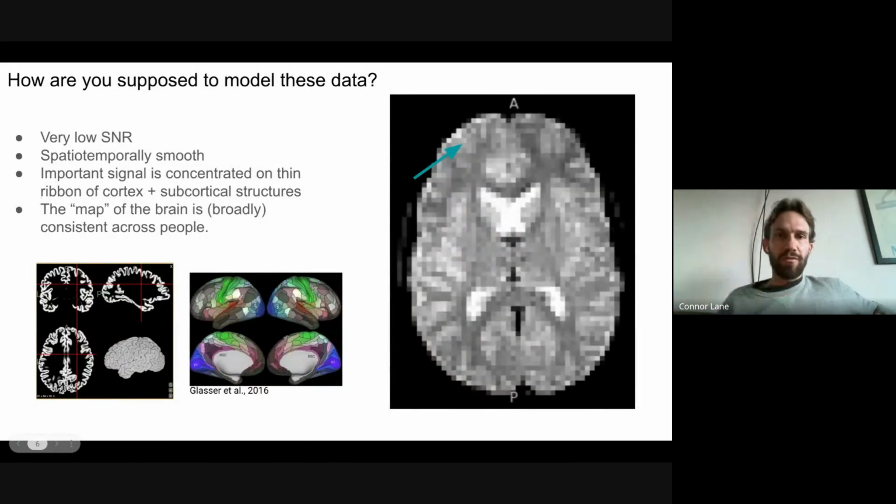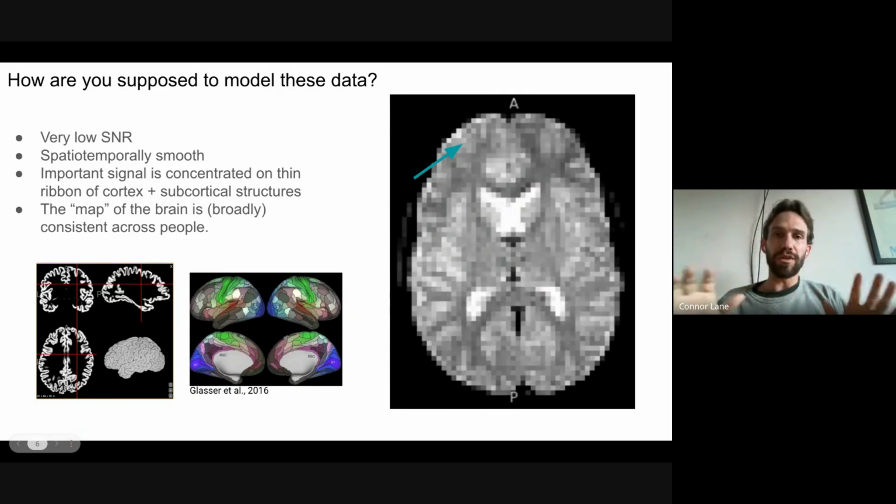Okay, so how do we go about modeling these data? Like I said, it has some critical challenges and key features that we should keep in mind when we're trying to think about how to model fMRI data. First of all, the signal to noise ratio is very low. The fluctuations are tiny, 1 to 2% changes. Most of the contrast that you see is actually due to differences in tissue type and not really related to the actual neural blood oxygen signal that we're interested in.